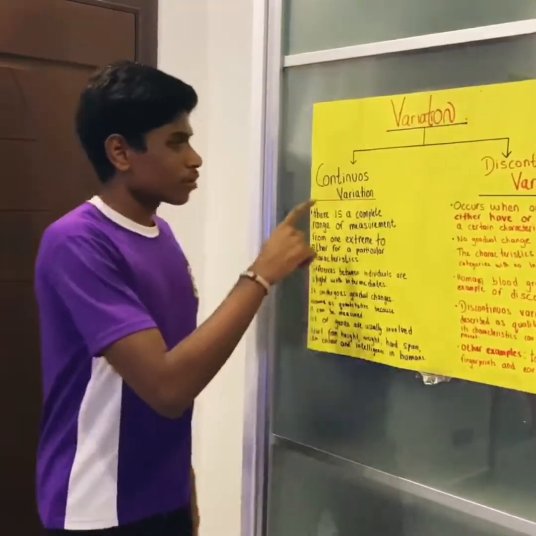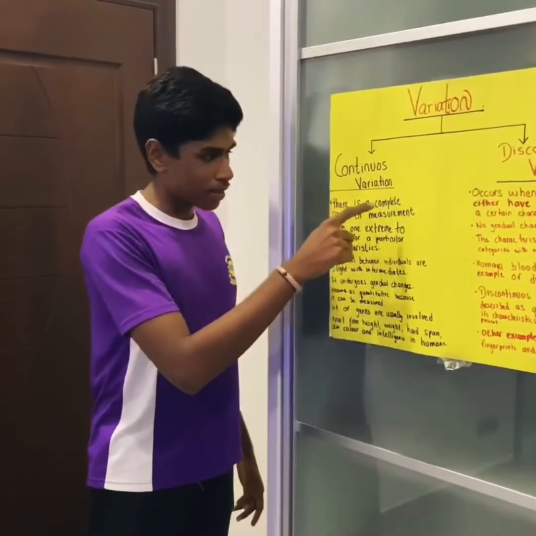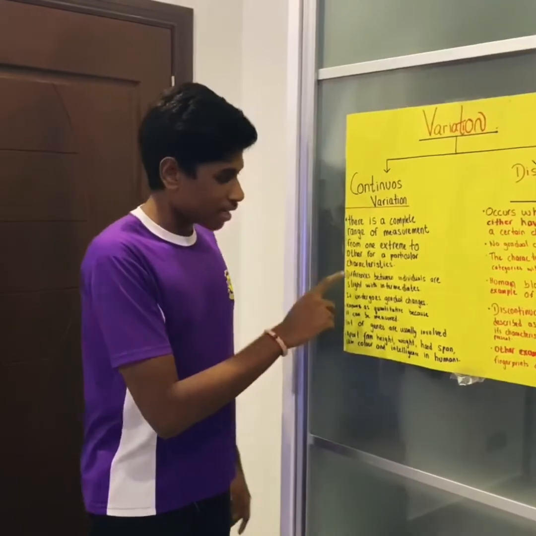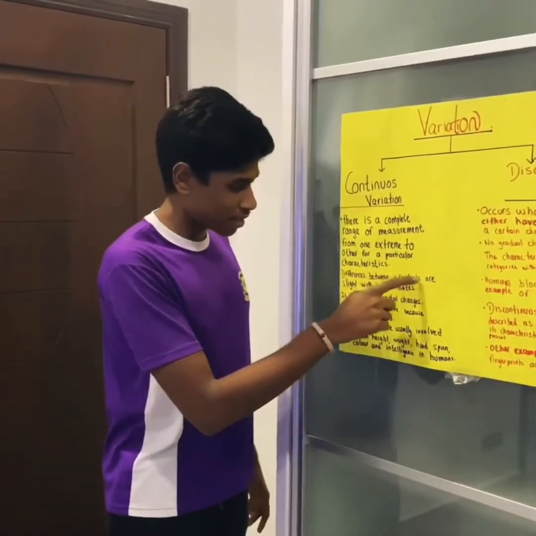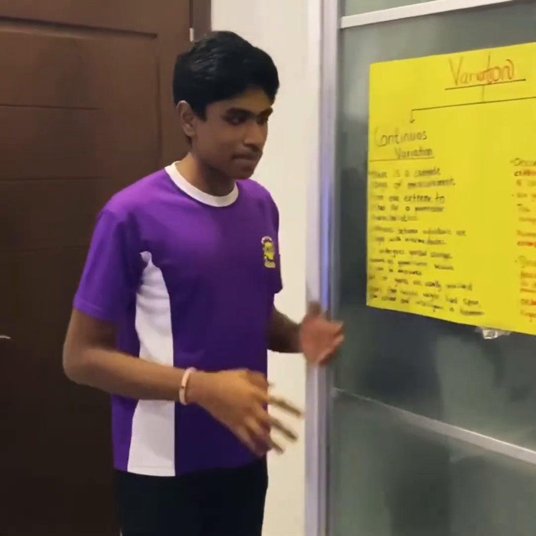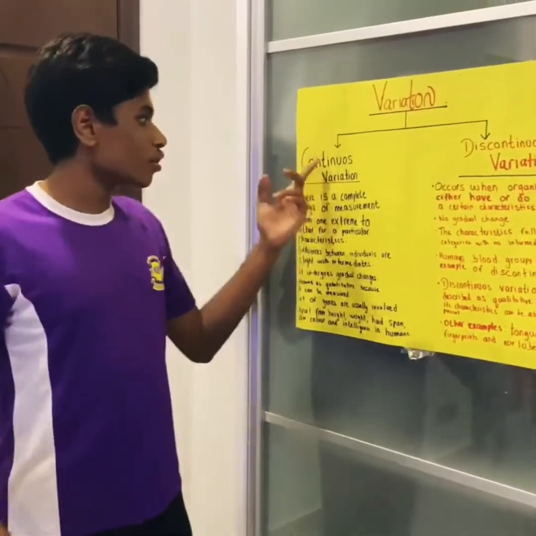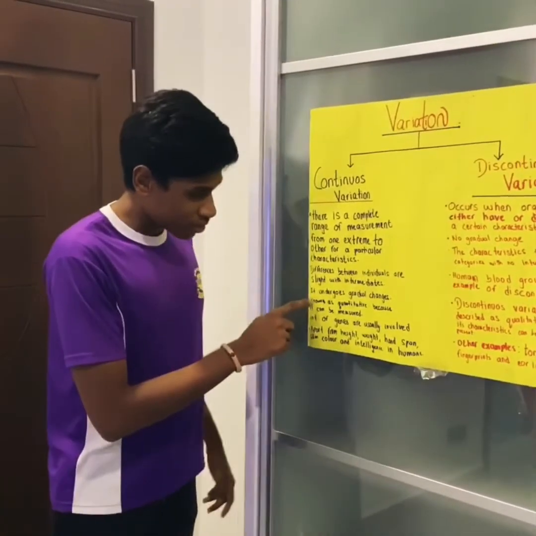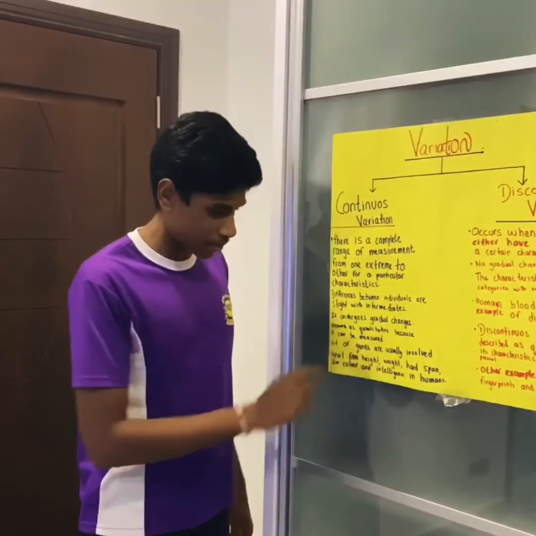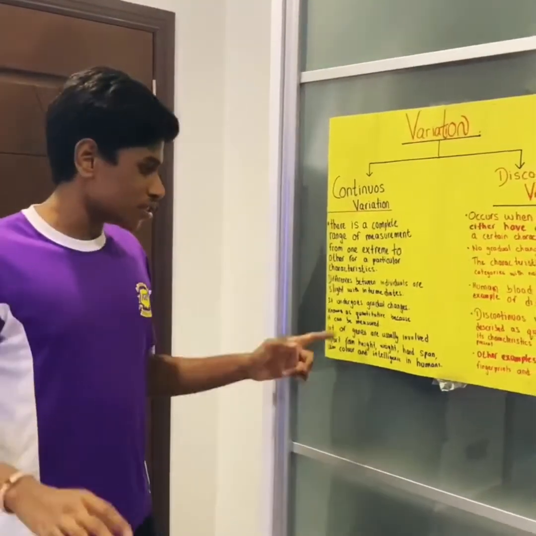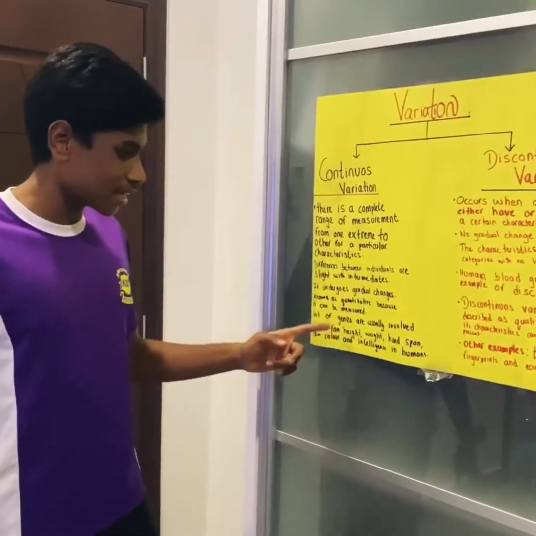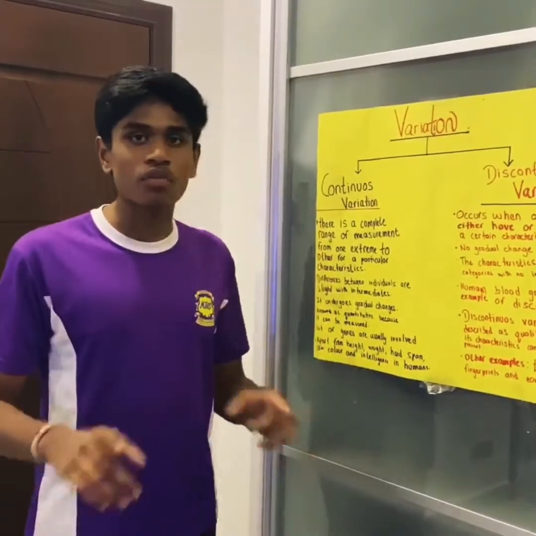Continuous variation is where there is a complete range of measurements from one extreme to the other for a particular characteristic. It also has differences between individuals that are slight, with intermediates, and it undergoes gradual changes. That means you can see the changes going through continuous variation. It is also known as quantitative because it can be measured. Moreover, lots of genes are involved. Height, weight, handspan, skin color and intelligence in humans are examples of continuous variation.